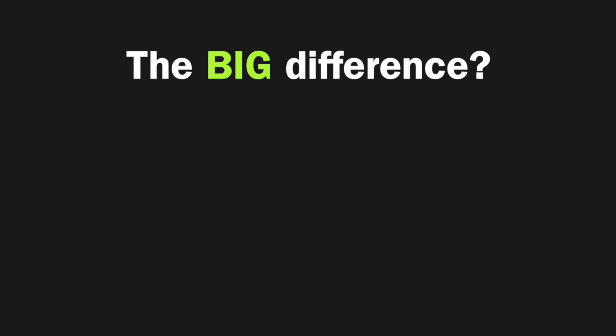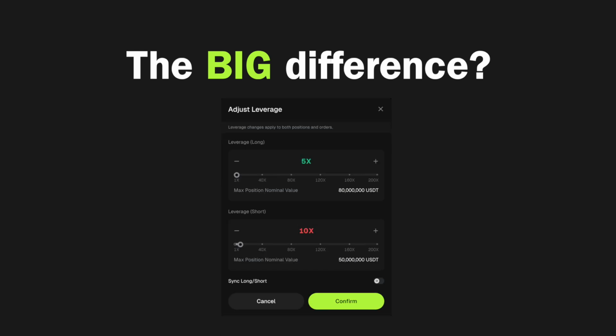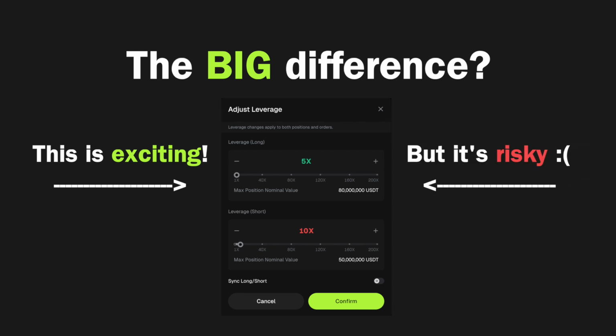The big difference from spot trading is that in futures you can use leverage, meaning you can open a position much larger than the cash you actually put down. That's what makes futures trading exciting to a lot of new traders, but it's also what makes it risky, and we'll get into that in a minute.